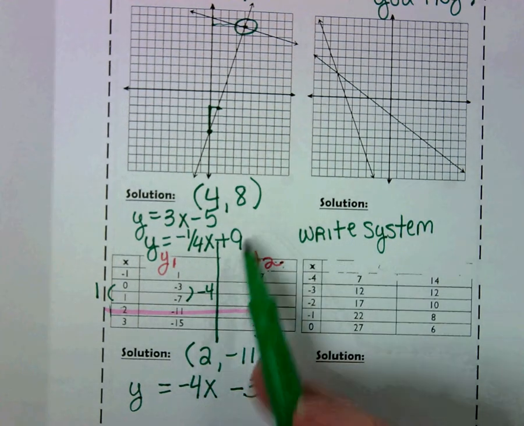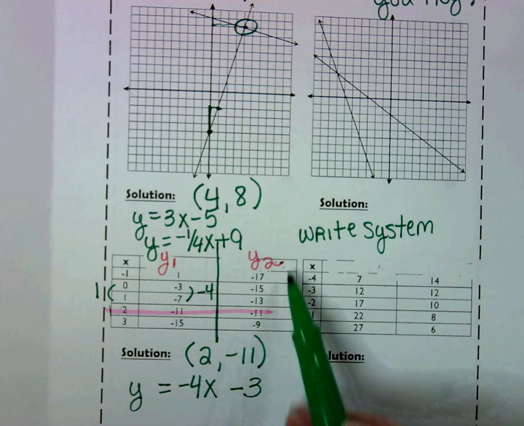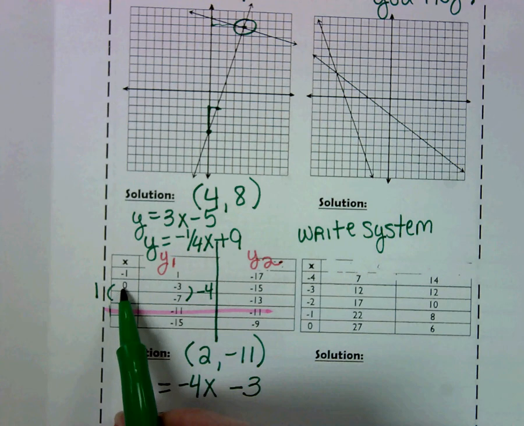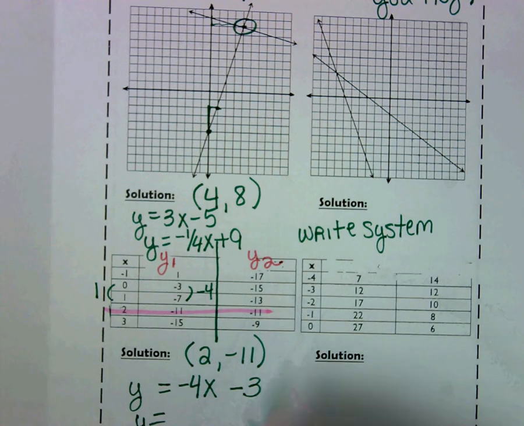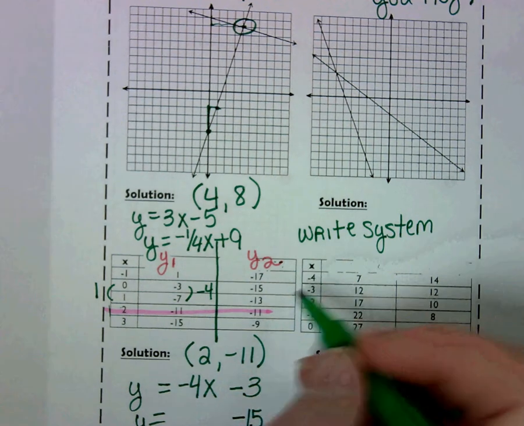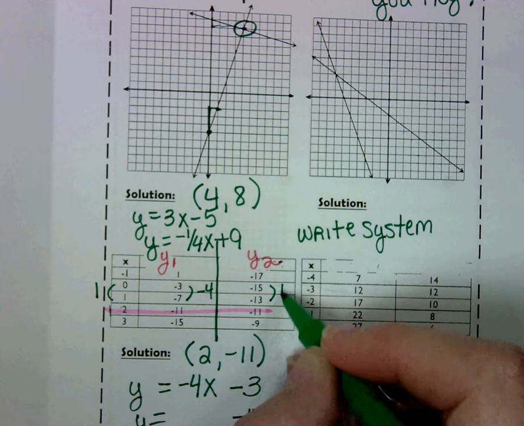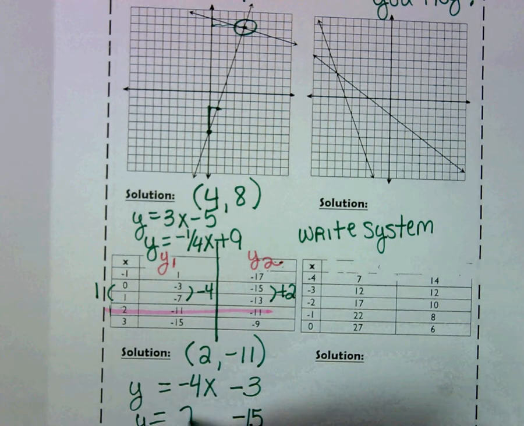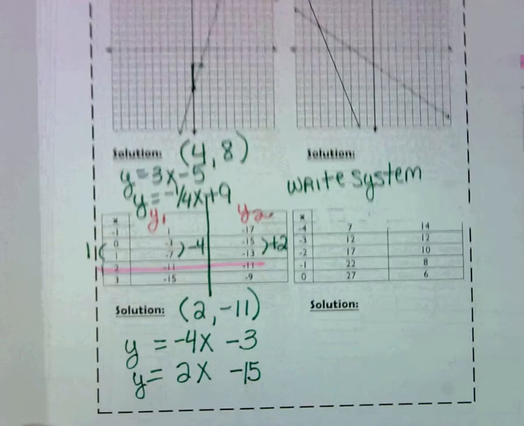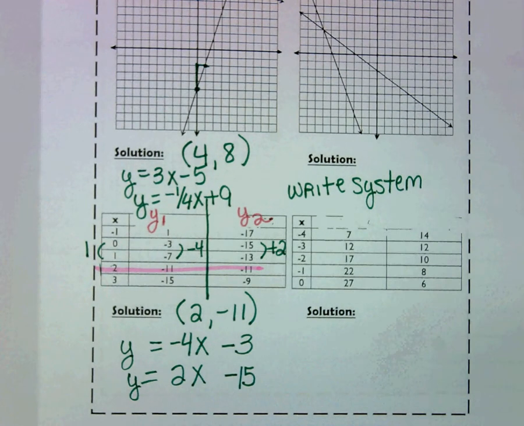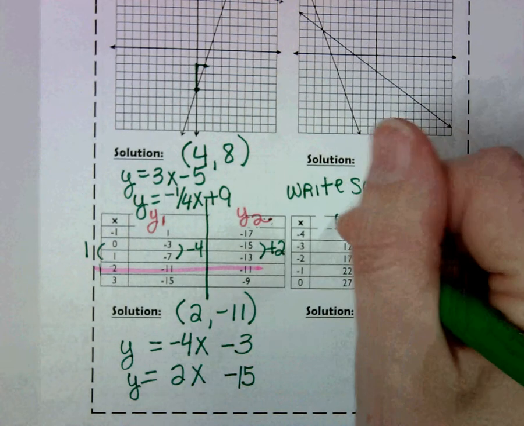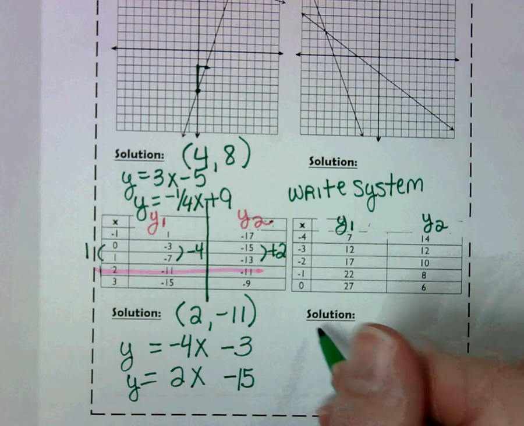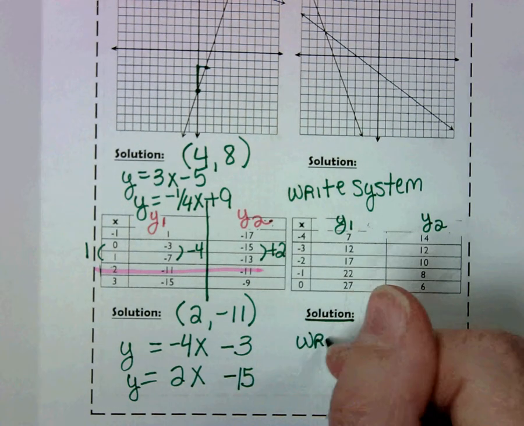Okay, so now let's look at the y values for y2 for our second equation. Okay, again, here's where x is 0. My y-intercept is -15. And I'm going to look at how my y values are changing here. It looks like it's going up 2. We're still counting by ones over here. So our slope is 2. So y equals 2x minus 15. There is our system. Okay, so on this one, I want you to take a minute and see if you can find the solution and write the system, just like we did on that.